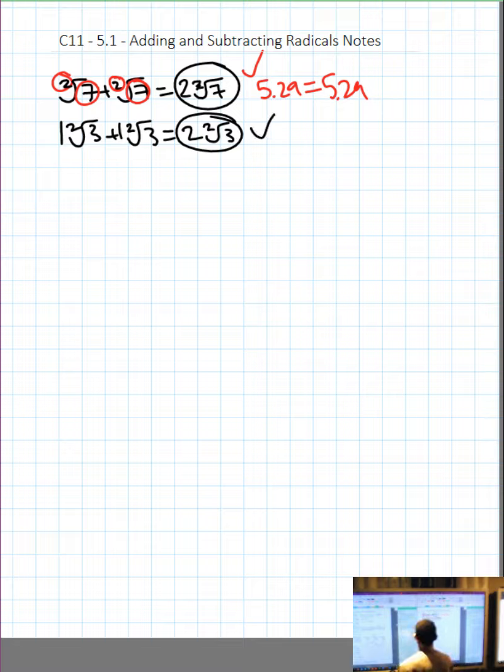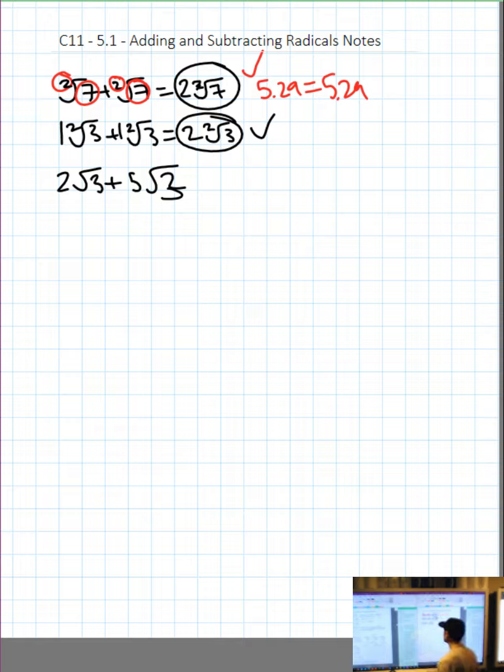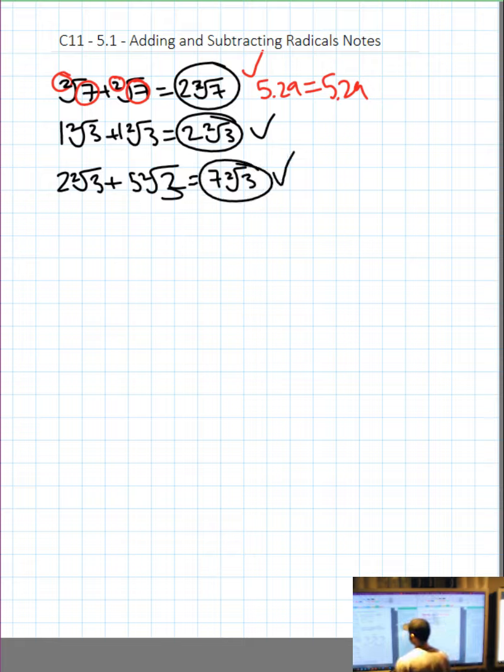Okay. 2 root 3 plus 5 root 3. So we have the same thing underneath the root. Do we have the same type of root? Well, yeah, they both have a 2. And we can just add or subtract the coefficients. 2 plus 5 is 7. And we're working with the root 3. Circle your answer, check your answer.